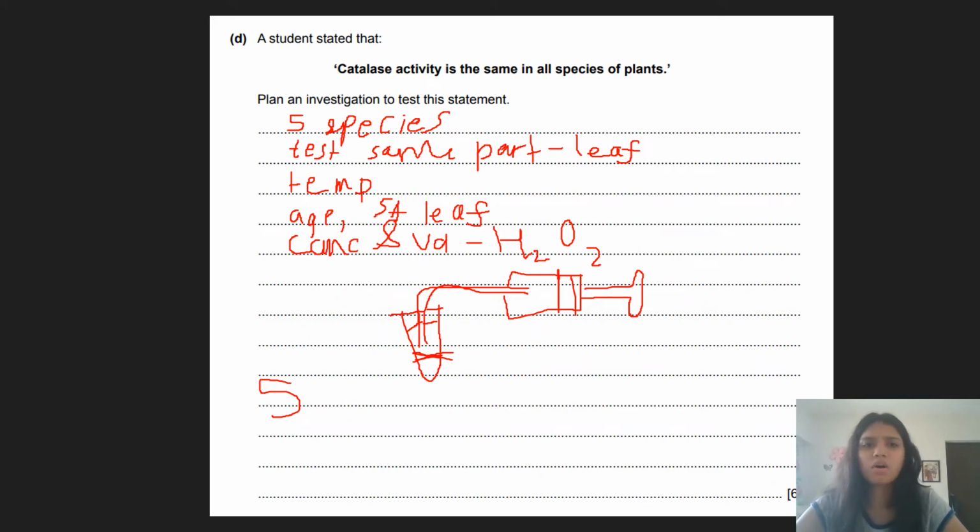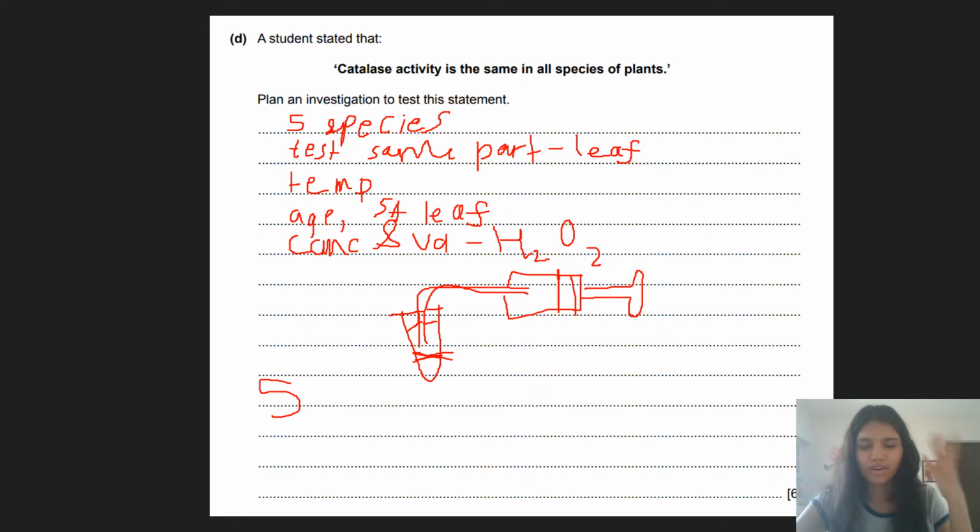You can draw bar charts for each species and the rate of reaction, the rate of catalase activity, and then you can compare. That's pretty much all you have to do. I don't think I missed anything. And to know more about planning and investigation, you can check out my other video on the channel, ATP Planning and Experiment by CakeWalk. I think this is pretty much it.